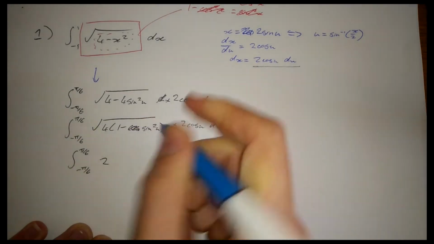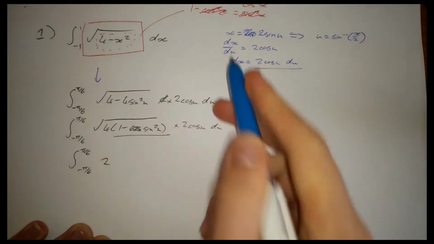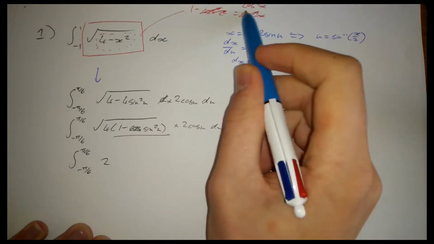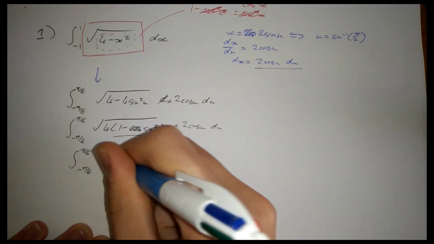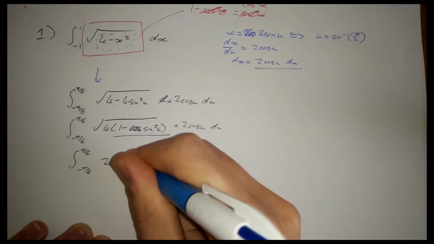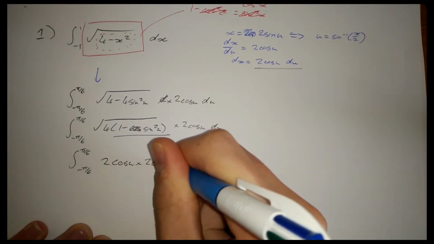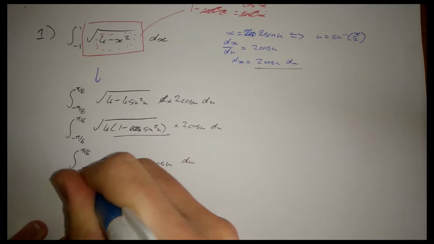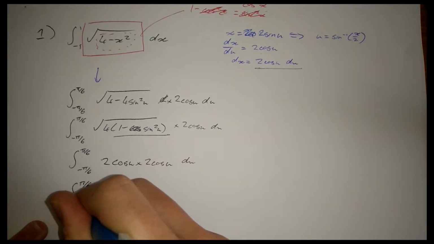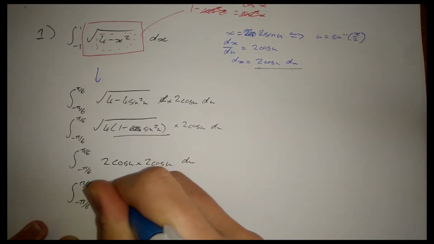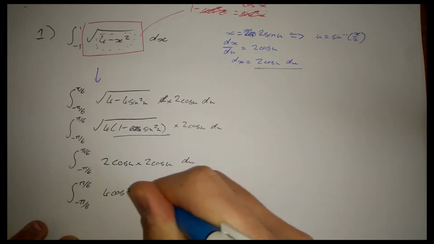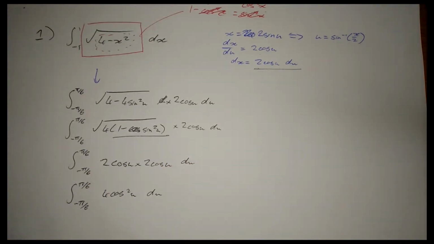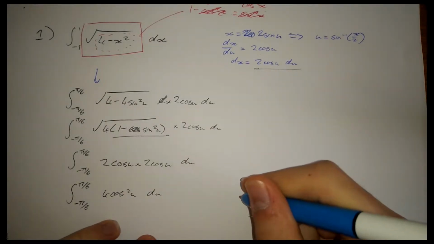So that would, and then we just substitute that in for cos squared x. So we end up with cos u times 2 cos u du, which simplifies down to 4 cos squared u du. So the way we'd integrate this now is by using the double angle identity.